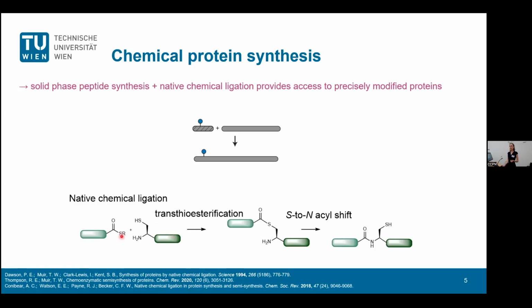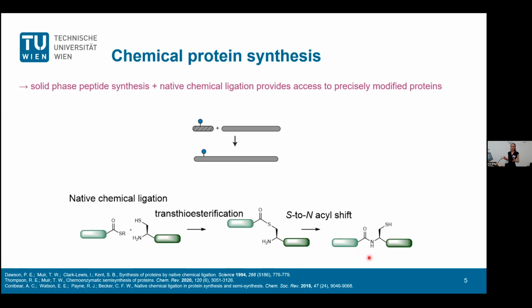You need a C-terminal thioester on one segment. You need an N-terminal cysteine on the other segment. They undergo trans-thioesterification to form this branched thioester intermediate, which then undergoes a spontaneous S to N acyl shift to generate the native amide bond.